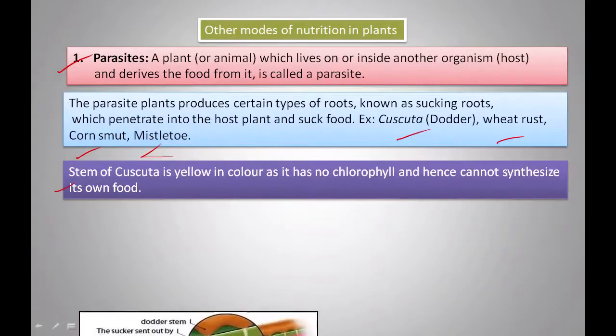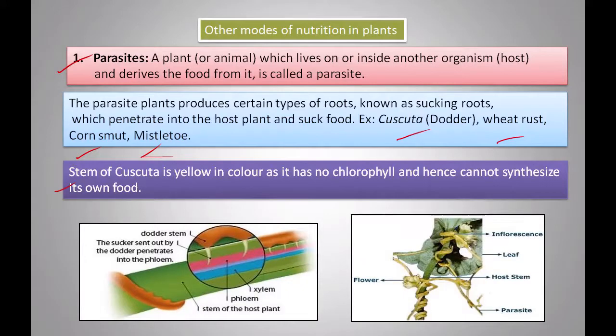The stem of cuscuta is yellow in color as it has no chlorophyll and hence cannot synthesize its own food. You can see here in the figure the cuscuta, which is also known as dodder. The cuscuta stem has developed a sucker which penetrates into the phloem of the host plant and sucks the nutrients from it, as a result of which the host plant is deprived of nutrients. Here in this figure you can see the coil-like structure which has entangled the plant is actually a parasite.